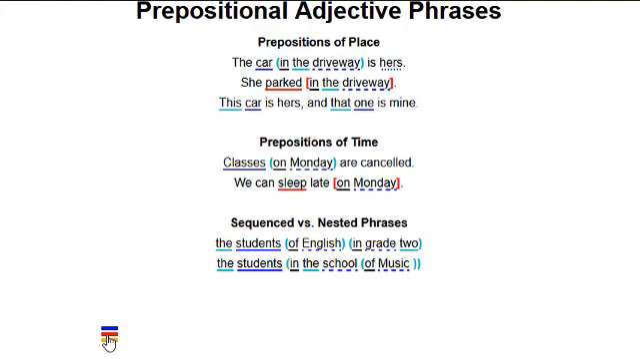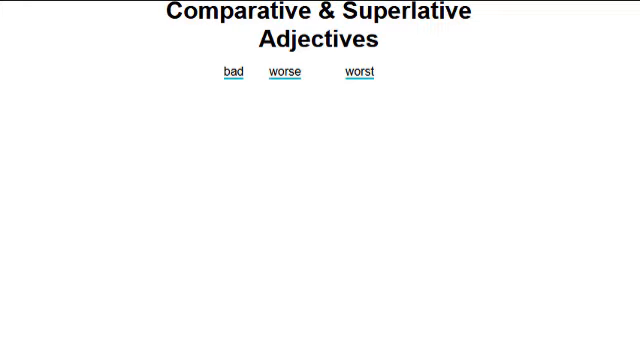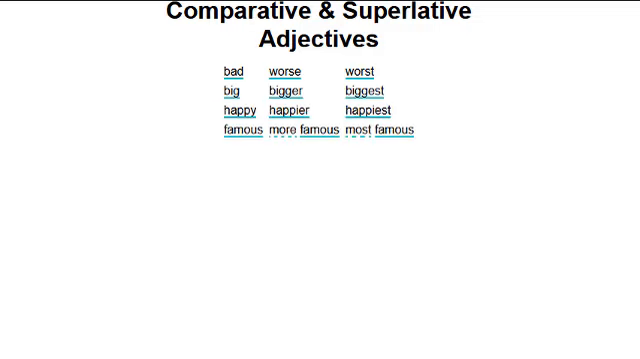There are also a few irregular comparative and superlative adjectives like bad, worse, and worst. However, most are formed with suffixes for one-syllable words and two-syllable words ending with the letter Y. All others must use the modifiers more and most or less and least. Consider big, bigger, biggest, happy, happier, happiest. Famous, more famous, most famous.